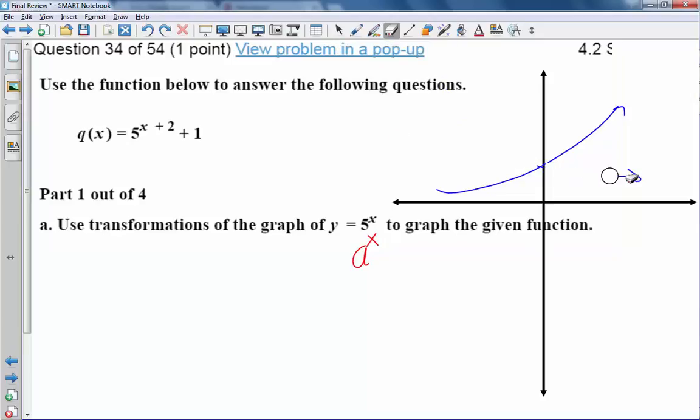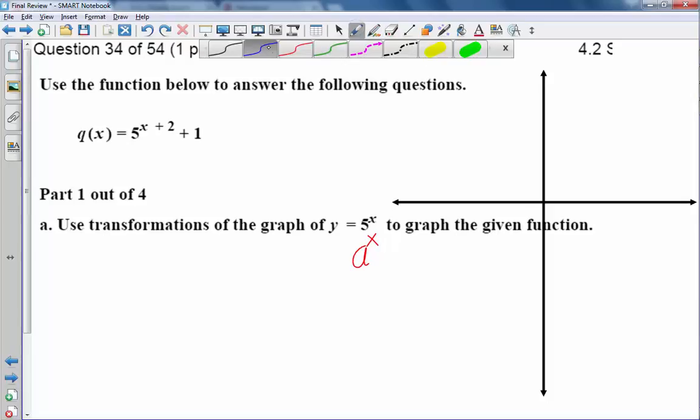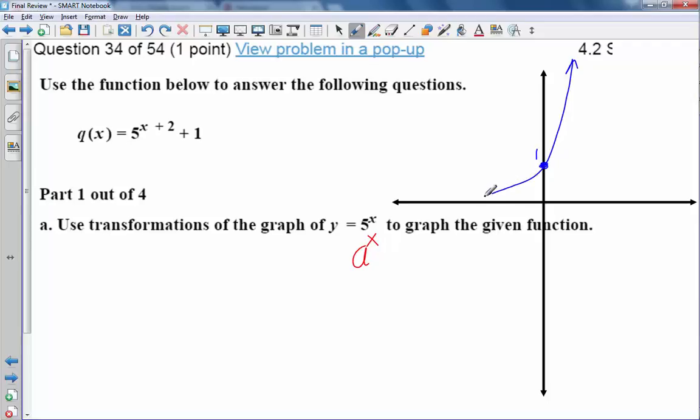We have 5 to the x. Again, the bigger the number, the steeper the angle is. So it's going to be faster than this one. This point is always fixed. No matter how huge the base is, it's always visiting 1, then increasing quickly on one side and decreasing fast on the other, going down on that side. This is 5 to the x.